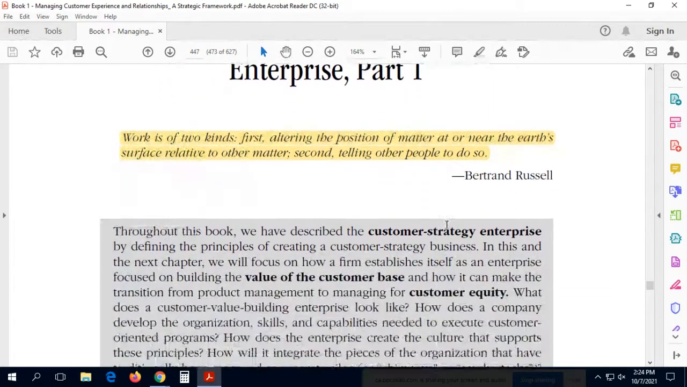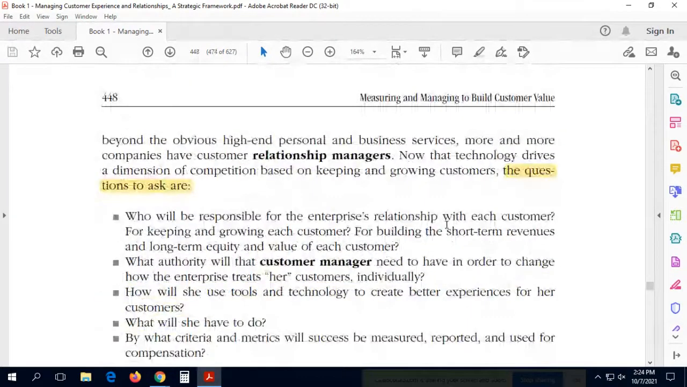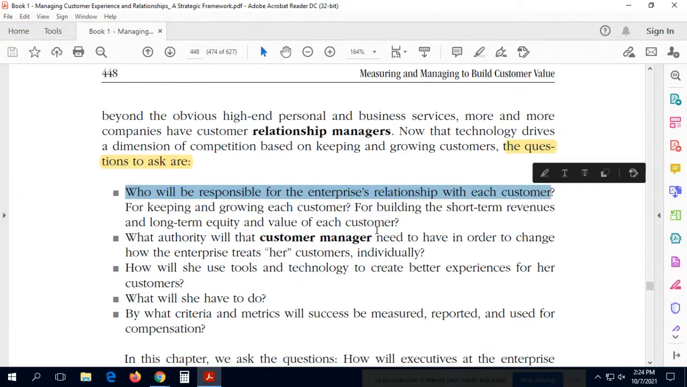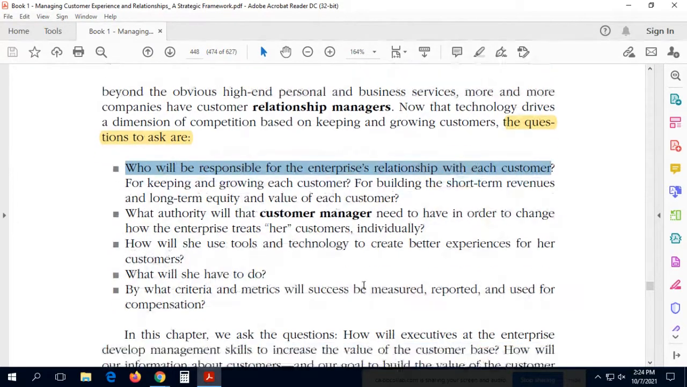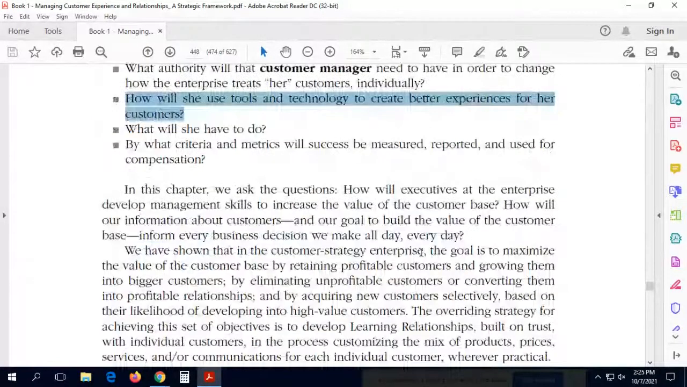Yeah. So let's see what are the things they are mentioning here. These are the types of questions you can ask for each type: who will be responsible for the enterprise relationship with each customer, and so on. I don't need to spend time on them. These are just pointers for you, such as how she will use tools and technology to create a better experience for her customers, and so on.